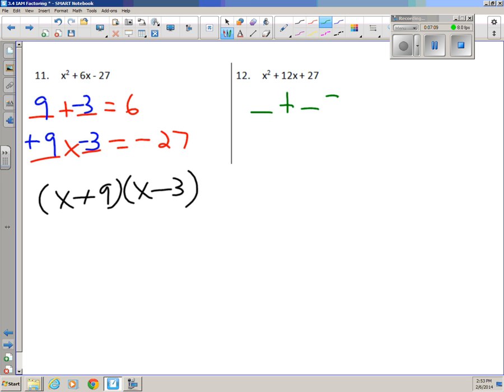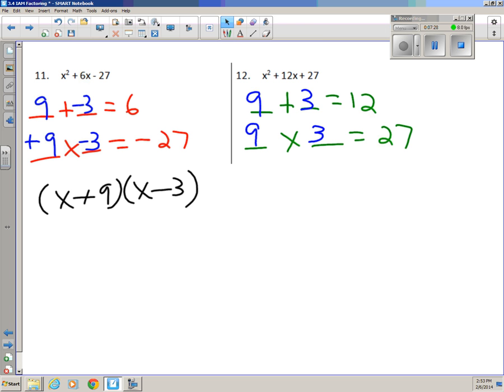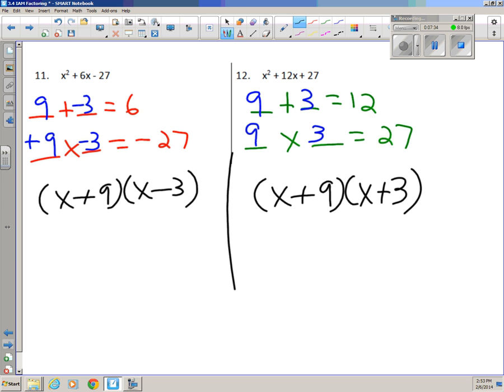Now we're going to add to a 12. We're going to multiply to a positive 27. Sorry, we're multiplying to a positive number. Signs are the same. We're adding to a positive number, so those same signs are both positive. 9 and 3 is what does it. And now we've got x plus 9, x plus 3.